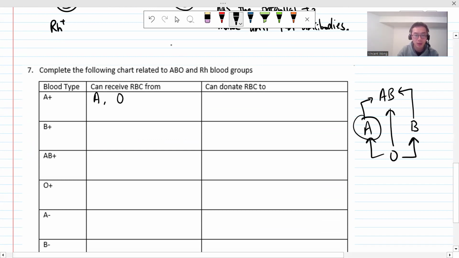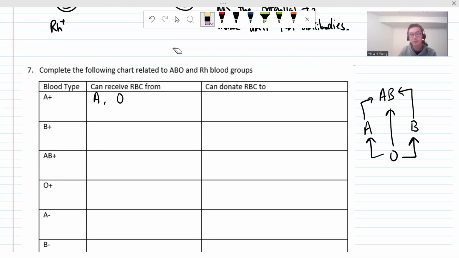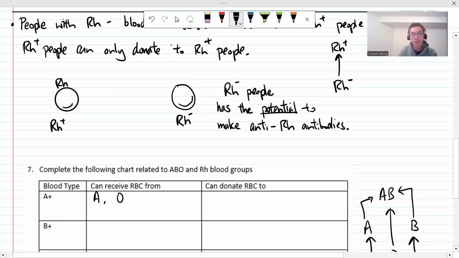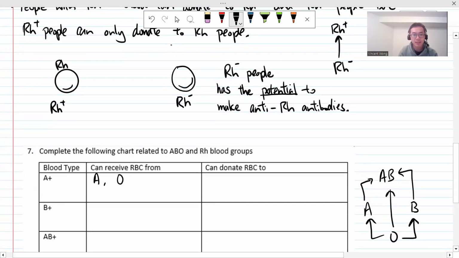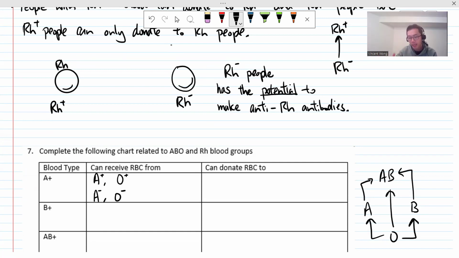So that's within the ABO blood group. But this person is positive. If you take a look here, positive can receive from positive as well as negative. So that means A positive can receive from A positive, O positive, as well as A negative and O negative. Positive people can receive from other positives as well as negatives, because negative has nothing on it, right? They don't have the RH on the RBC. So I'm not going to react against nothing.